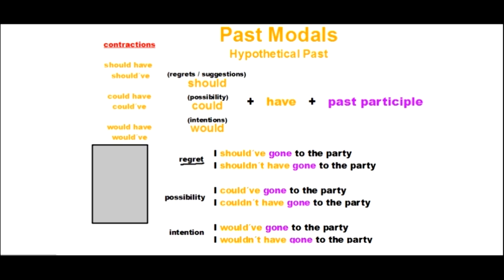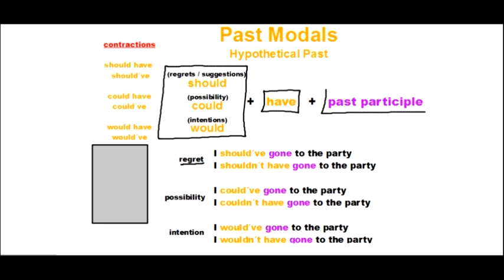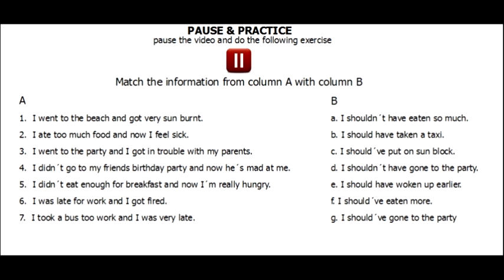But the main idea that you need to understand about the past modal is that you always are using some type of a modal verb. You always are going to use the auxiliary verb have, and you're always going to use some type of a past participle, right? So we always have three parts to this: number 1, the modal, number 2, the auxiliary verb, and number 3, the past participle.